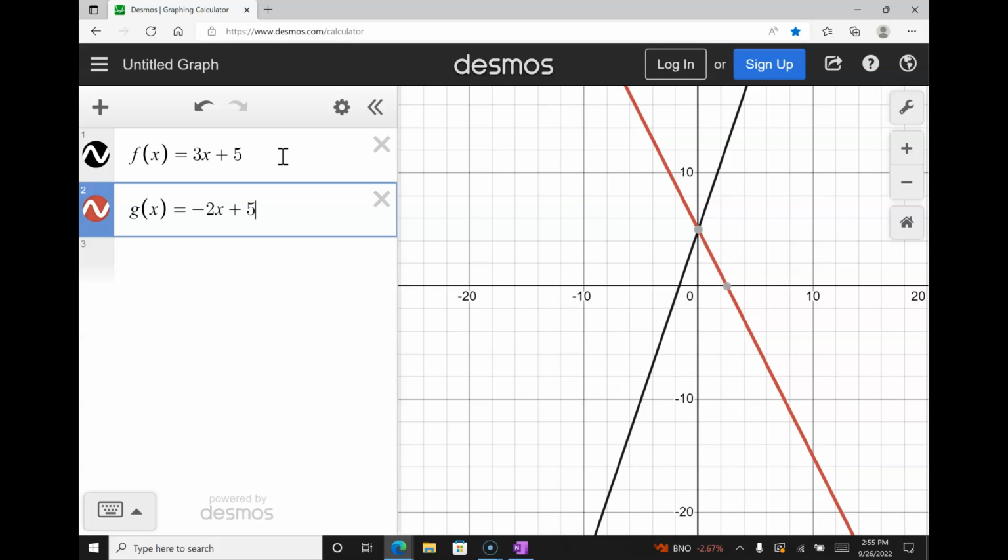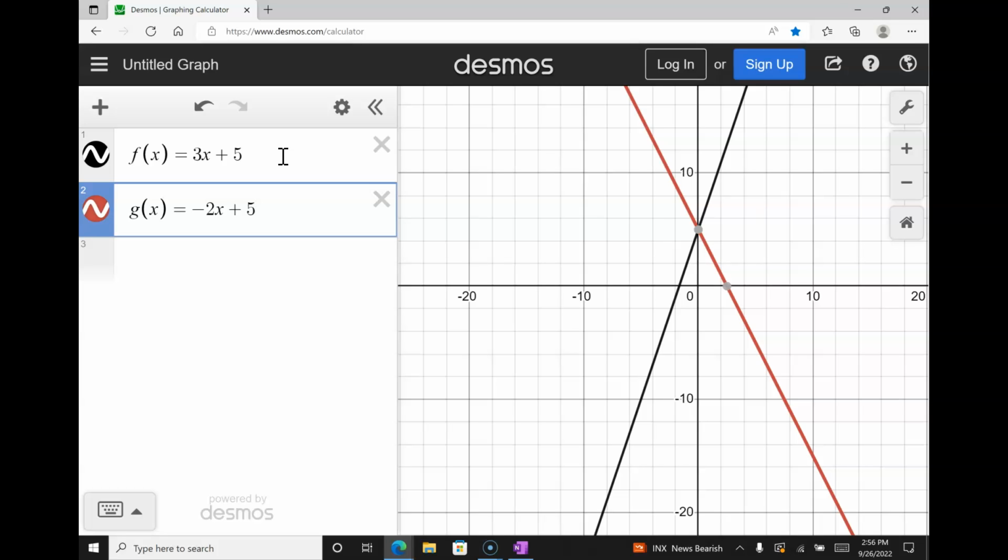It's pretty obvious where they meet, right? It's kind of obvious where they meet. They meet at the y-intercept. Yep. Y-intercepts are matching. It's obvious from the graph. Not so obvious where the x-intercepts are, but easy to find.